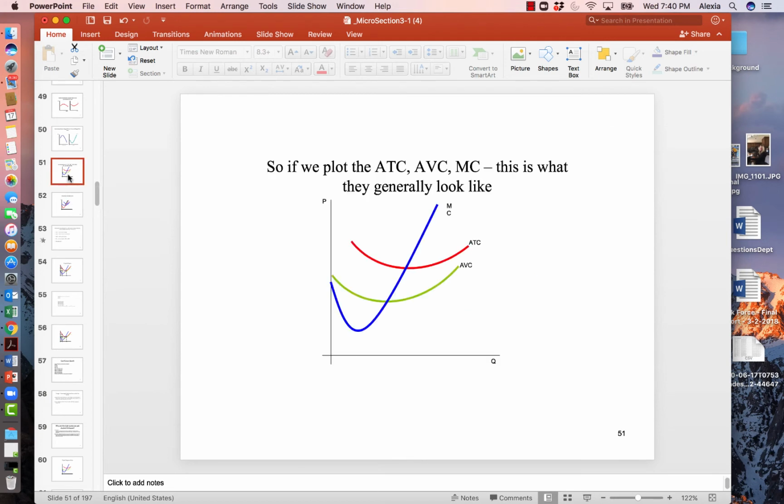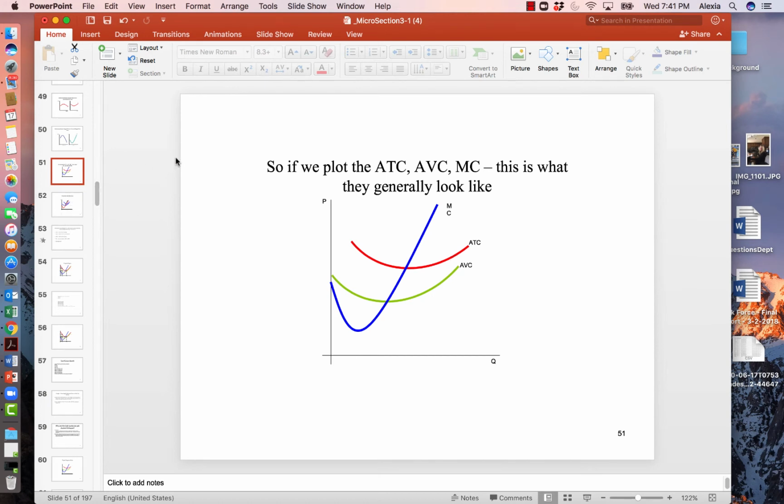If we plot out our average cost curves now, rather than the total, we now plot out our average. This is what ends up happening. They end up looking like this. Your marginal goes down, down, down, hits a point and goes up. Our average goes down, down, down, hits a point and goes up.